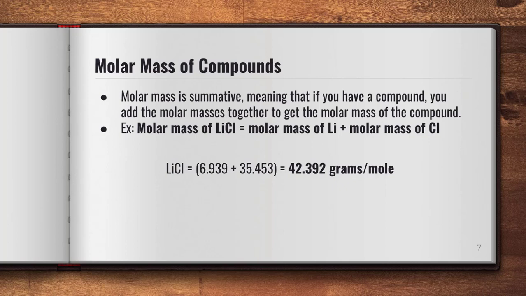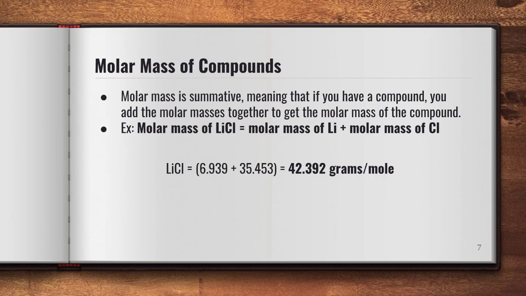Now, the molar mass is easy to see. If I look at the periodic table, I know that the molar mass of hydrogen is 1.007. I know that the molar mass of chlorine is 35.45. I'm looking at a periodic table far away, so I apologize. But what about the molar mass of compounds? Well, molar mass is summative, meaning that if you have a compound, you add the molar masses together to get the molar mass of the compound.